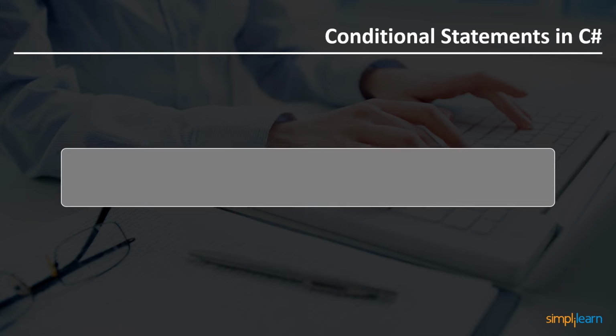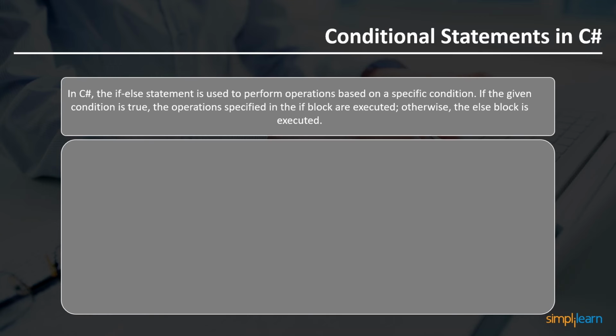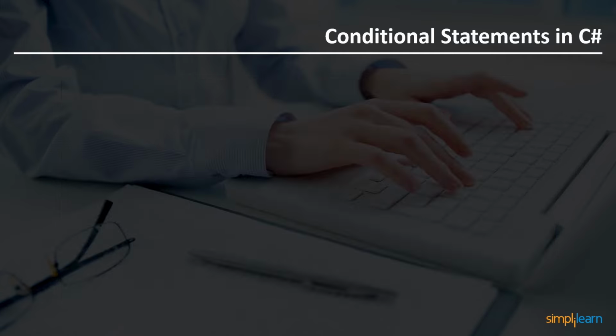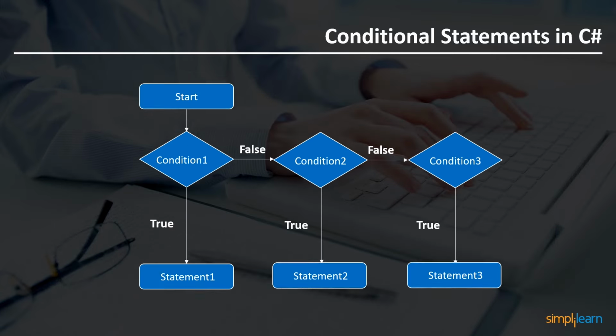Next, after the if-else statement, we have the if-else-if ladder. In C#, the if-else-if statement is used to perform operations based on specific conditions. If the condition is true, the operation specified in the if block is executed, or else the else block will be executed. The following is the syntax for the if-else-if ladder. If condition 1 is true, the if block of code will be executed. Otherwise, if condition 1 is false and condition 2 is true, the else if block will be executed. And if both the conditions are false, then the else block will be executed. The flow diagram for if-else-if statements is as follows.